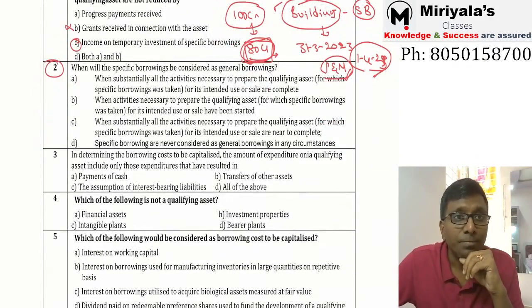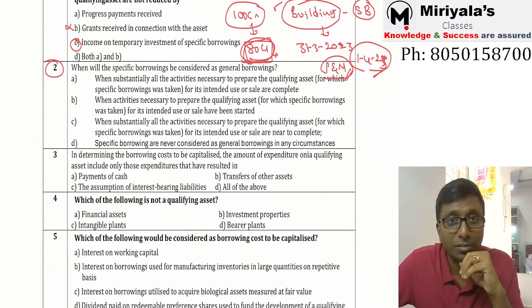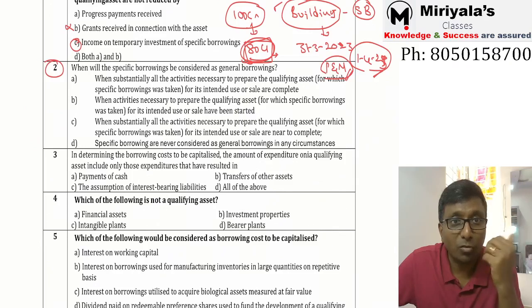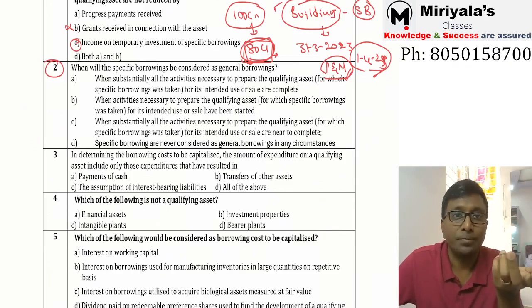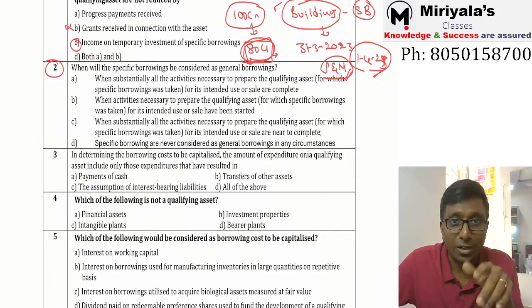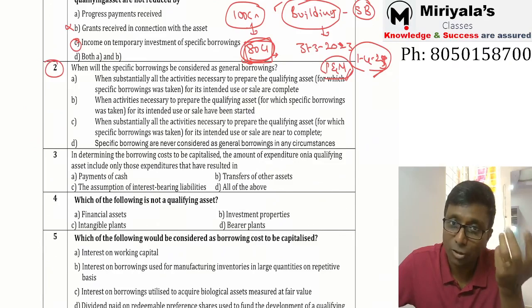When will the specific borrowing be considered as a general borrowing? When substantially all the activities necessary to prepare the qualifying asset, for which the specific borrowing was taken, for its intended use or sale are complete. Not when the activity necessary has started. That qualifying asset should be ready.